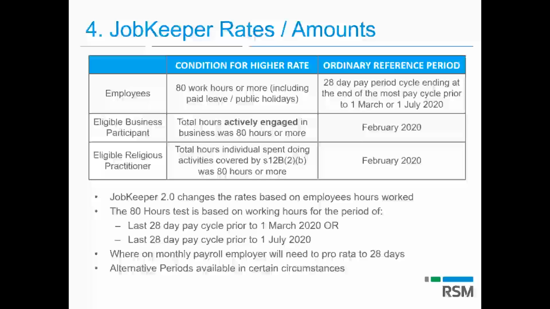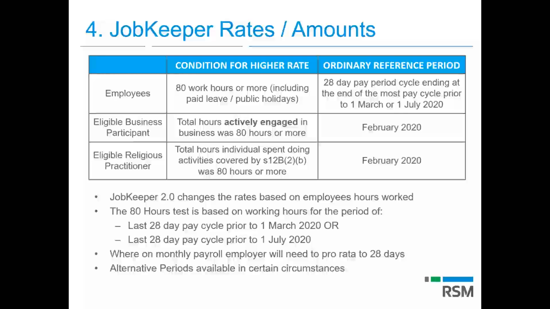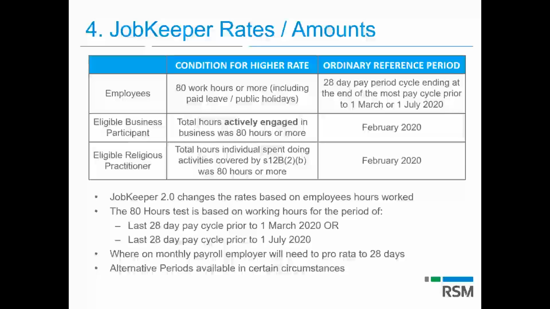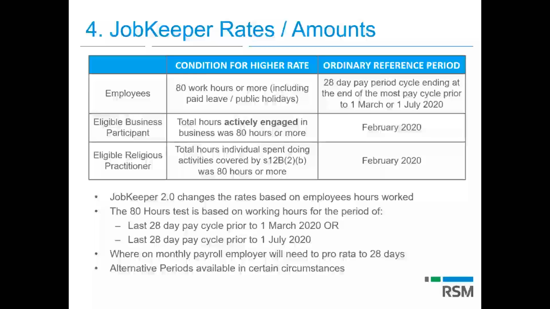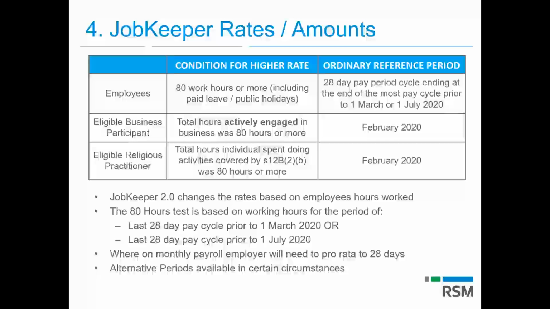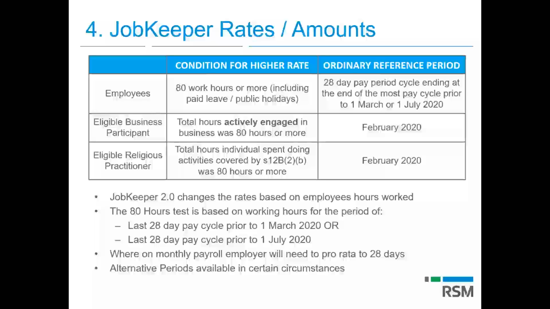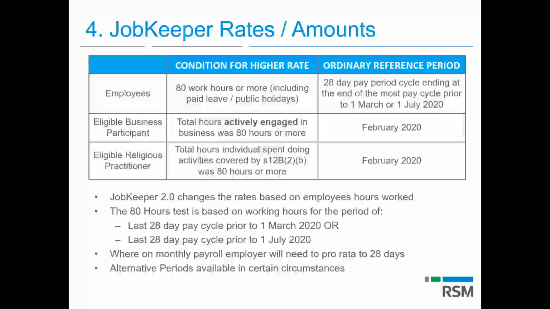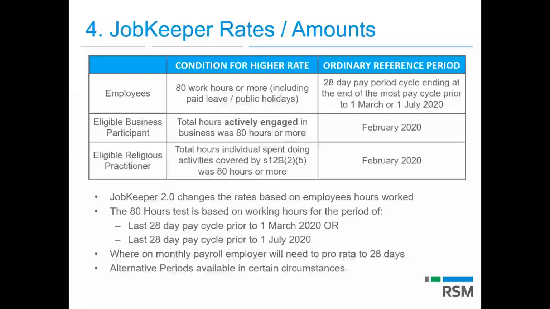For employers who operate a monthly payroll, the hours worked will need to be apportioned. So for example, if an employer pays monthly for the month of February 2020, the employee will need to have worked approximately 82.86 hours in that pay cycle. For eligible business participants and religious practitioners, the test applies to the number of hours worked in the month of February 2020.